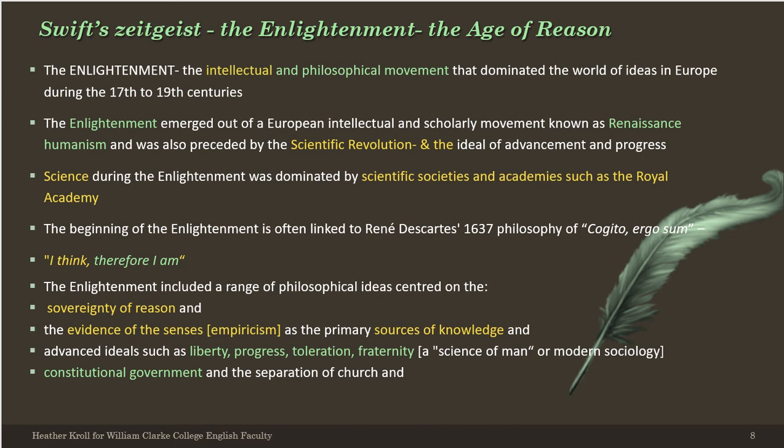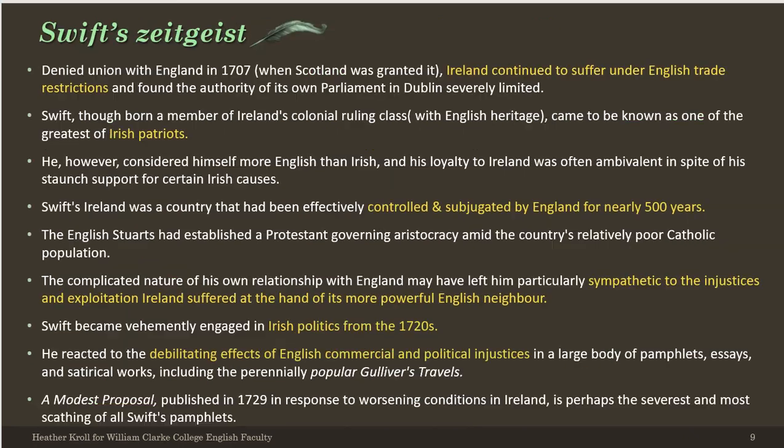So this idea that church and state should be separate, and Swift was all for that. He doesn't go into it in great detail in this particular novel, but he does elsewhere. That's some of the ideas of the Enlightenment.